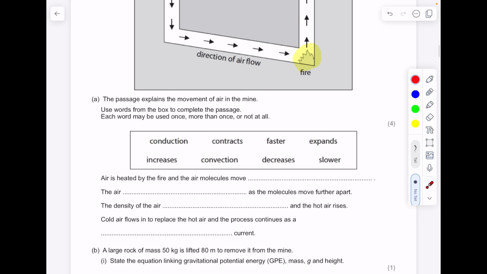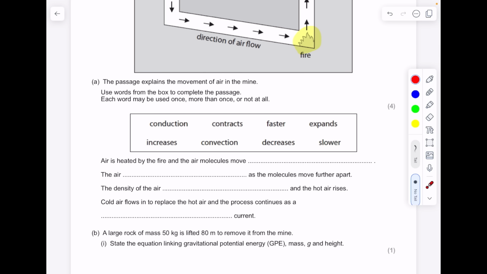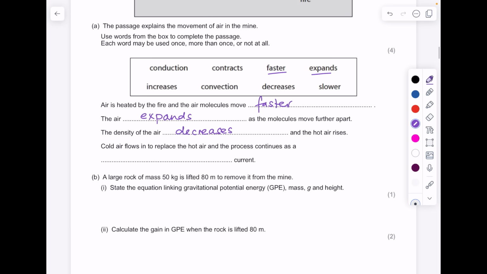The passage explains the movement of air in the mine. Use words from the box to complete the passage. Each word may be used once, more than once, or not at all. Air is heated by the fire and the air molecules move faster. The air expands as the molecules move further apart. The density of the air decreases and the hot air rises. Cold air flows in to replace the hot air and the process continues as a convection current.